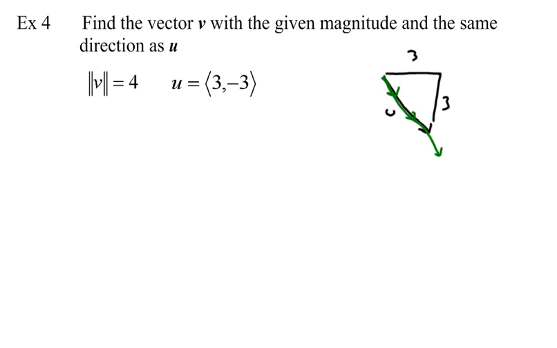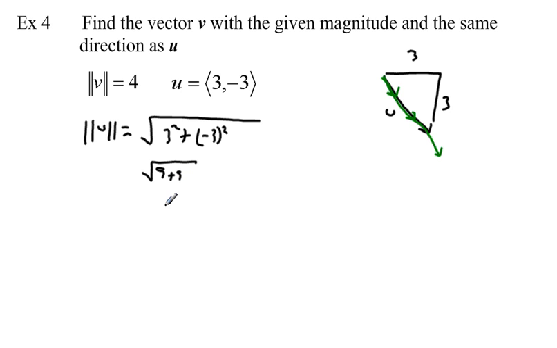But really to find this, it's really not so bad. We can first start by finding the unit vector. So, well, actually before I do that, I got to find the magnitude of vector u. So the magnitude of vector u is, using the Pythagorean theorem, the square root of 3 squared plus negative 3 squared. So that gives me the square root of 9 plus 9, which is the square root of 18, which I can write as 3 times the square root of 2, because that's like 9 times 2.